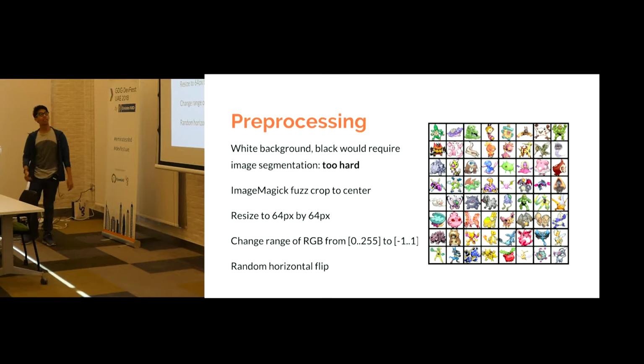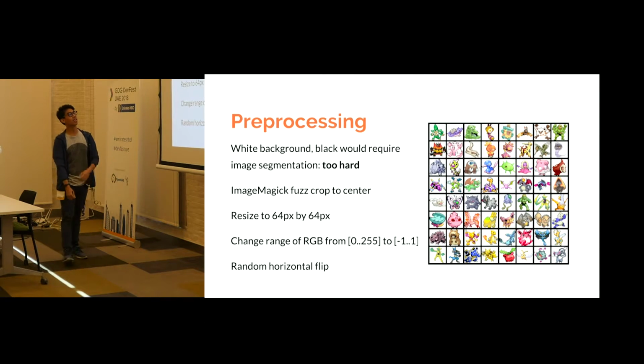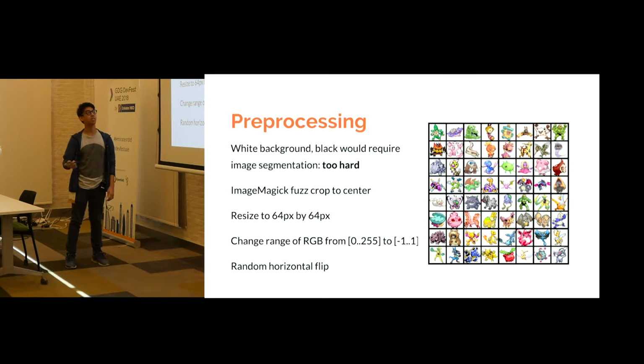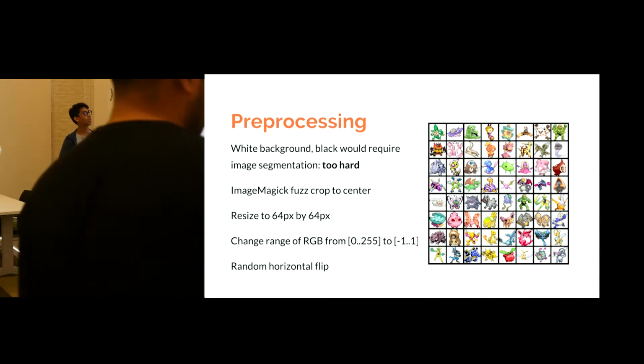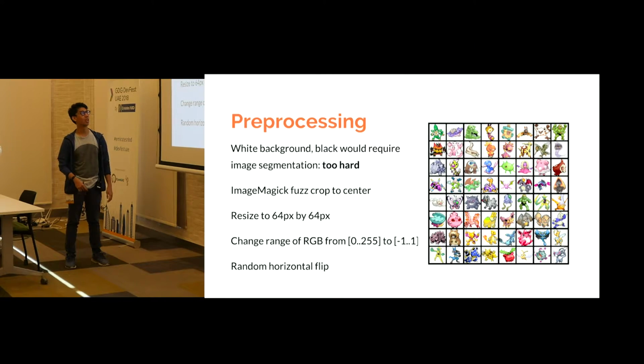The pre-processing is to put a white background on it. Ideally, we want a black background because black is 0 in numerical terms, and that doesn't feed information into the neural net as much, and so the neural net would have an easier time trying to figure out which things are actually Pokemon. But that's a bit too hard to do because you have to do image segmentation, so I went with a white background because you just paste it on a white background, which is easy.